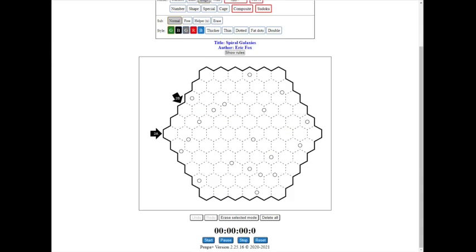So the second puzzle on the contest was a hexagonal Spiral Galaxies. The rules are exactly the same, it's just everything's on a hexagonal grid. And that does complicate things a little bit. This was worth 20 points.